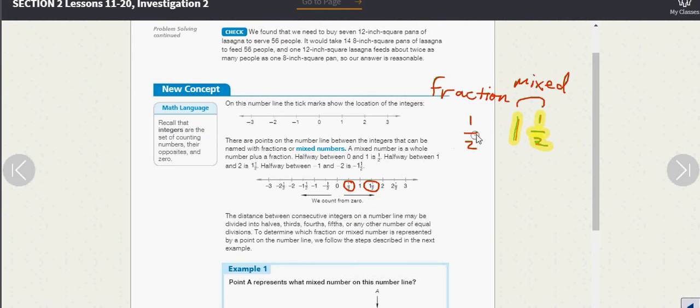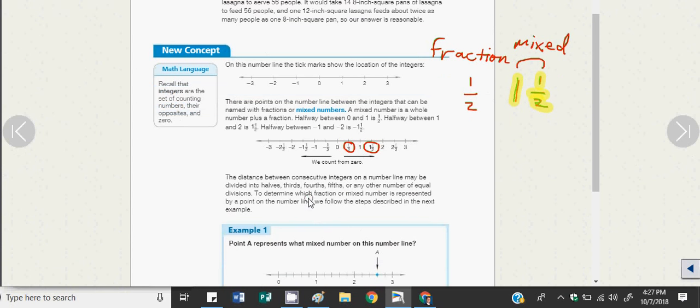Okay? So fractions are going to be in between the wholes. And then if we want to talk about any fraction that's more than 1 or less than -1, we're going to need to attach fractions if we're going to go between the wholes. So we count from 0 left or right, and the distance between consecutive integers might be something divided into a half, third, fourth, or fifth, or any fraction, okay? And if we want to look at example 1 at the bottom of this page here, and we want to say what mixed number is that on this ruler, number line, however you want to think about it.